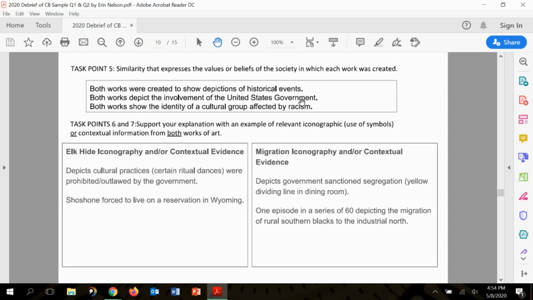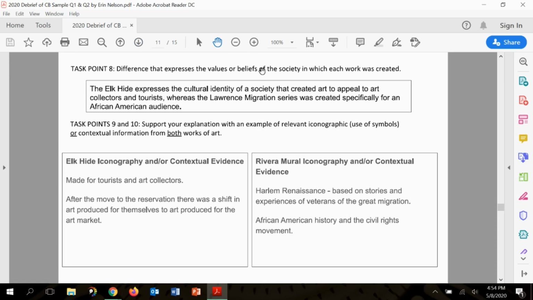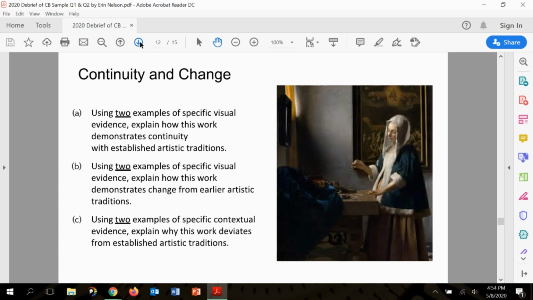Task point 5, express the similarity. Task point 6 and 7, evidence. You could draw a triangle on all of these pages and you would be good to go, right? So you can stop the video and read this if you want to. I'm going to go on through for purposes of continuity and change. I will address what she did with this in just a second as we get through the debrief. Okay, thanks a lot. Stay tuned.